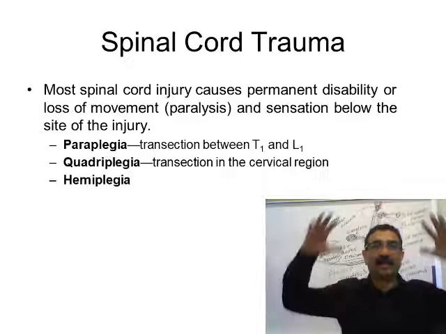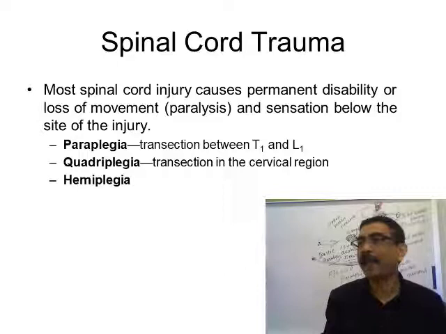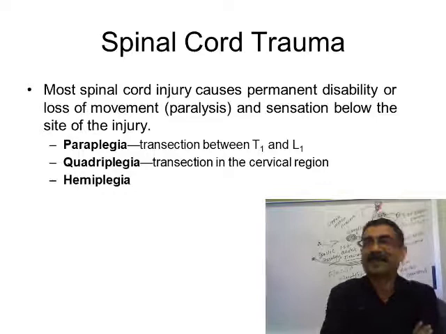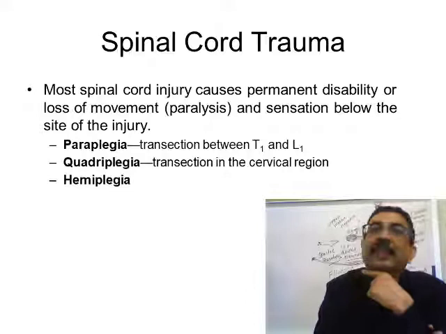Upper two limbs, lower two limbs, and the trunk are paralyzed. So, that is called what? Quadriplegia. Quadri indicates four, right? All four limbs are paralyzed. You remember Superman? Some of you must remember that person, Christopher Reeve, right? He got quadriplegia because he got an injury here. He fell off his horse and broke his neck.